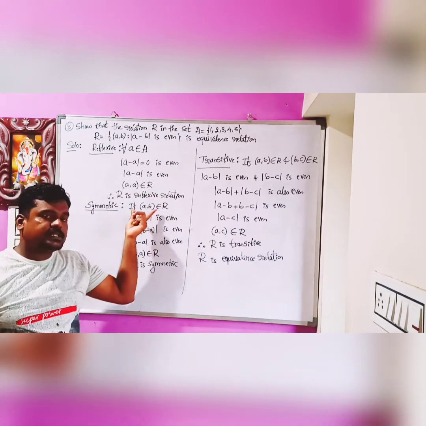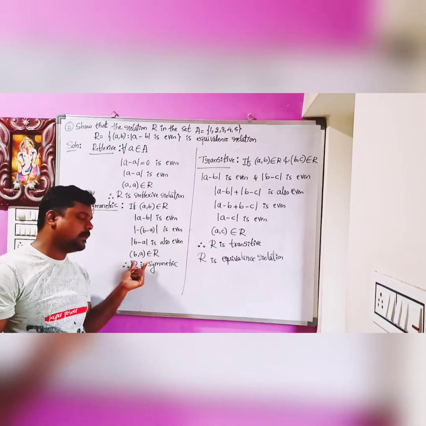For symmetric, we have considered A comma B belongs to R, and we have proved B comma A belongs to R.